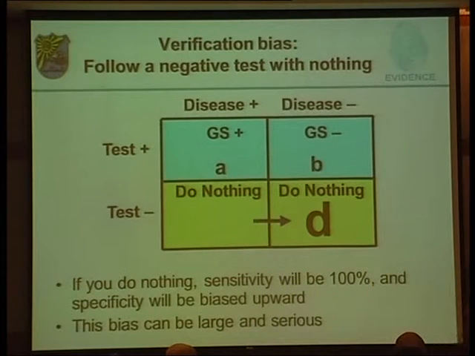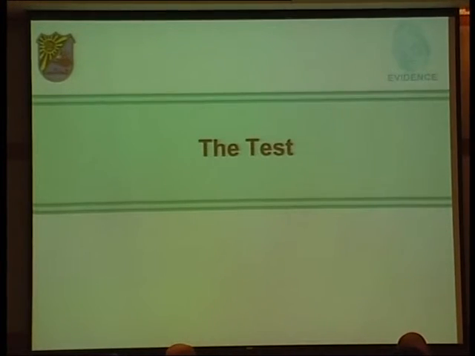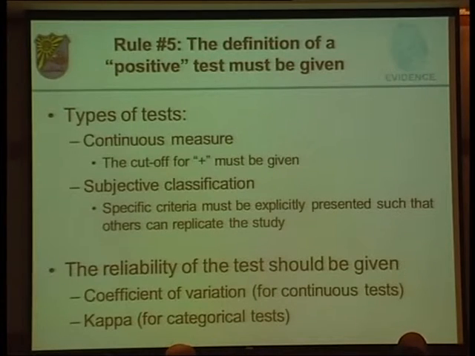And you have to be aware that if that happens, there's a big potential for bias. Okay? So we've talked about the gold standard and the criterion associated with that. Now let's talk about the test. The fifth criterion here is that the definition of a positive test needs to be given.